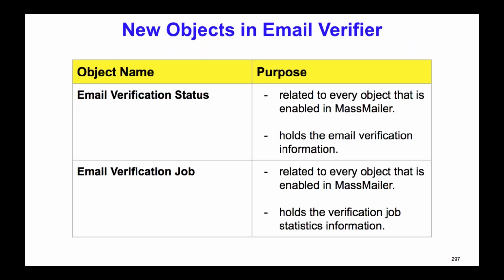So there are two new objects that you will see, and of course the UI where you can actually verify an email address. So the two objects are email verification status and then email verification job. The email verification status is a related list to every single object that you see in MassMailer. Meaning, if you enabled an object in MassMailer, it'll have the email verification status record as a related list.